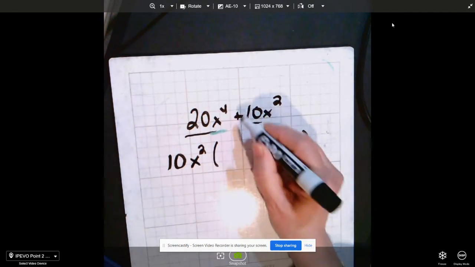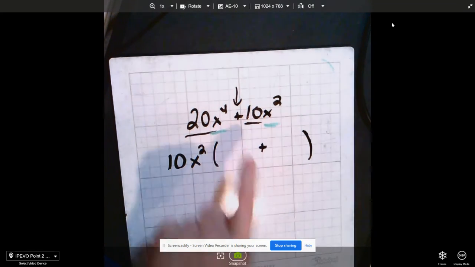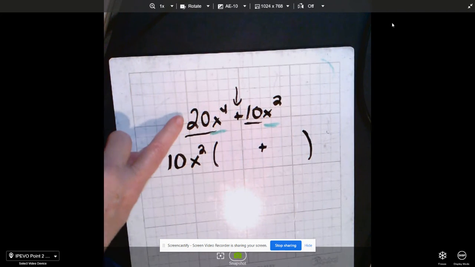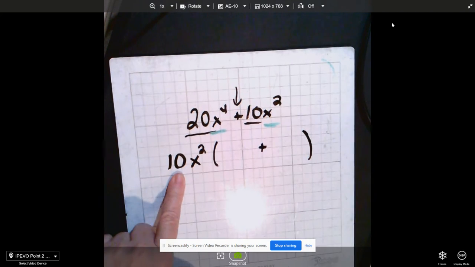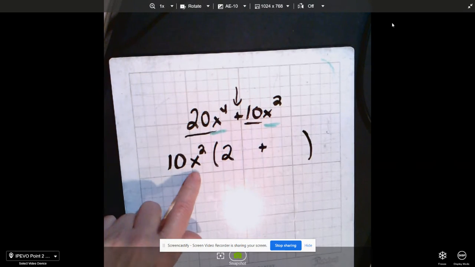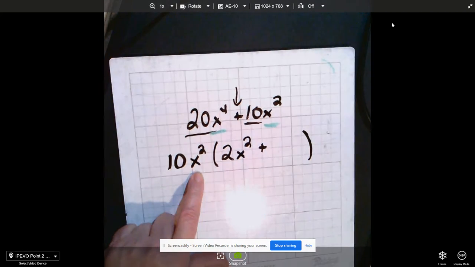I'm going to put my parentheses. If this is a plus sign, then there'll be a plus sign in between. If that was a minus sign, then this would be a minus sign. And now I have to say, well, what is 20 divided by 10? Well, that would be 2. And what is x to the 4th divided by x squared? Remember that you subtract the exponents, so that would be x squared.